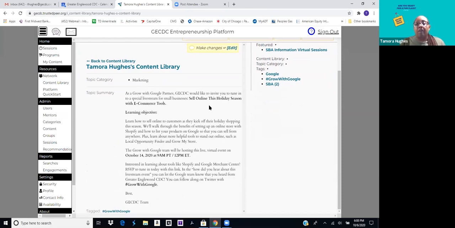We're a Google partner, and Google is actually doing an event on October 14th. It's called Sell Online This Holiday Season with E-commerce Tools. So I encourage you to register for this, because especially if you're looking at the holiday season, you want to sell online, they're going to give some great tips on how to do that, how to grow a store online, and that kind of thing. So we just posted that out there for you. If you want more information, then please let me know, because we can send this information to you so that you can register, okay? So I just wanted to share that.